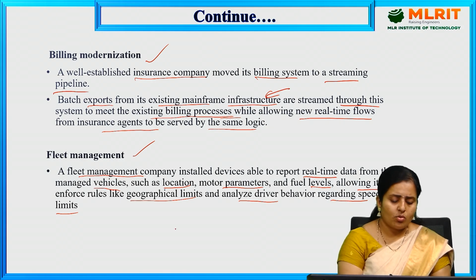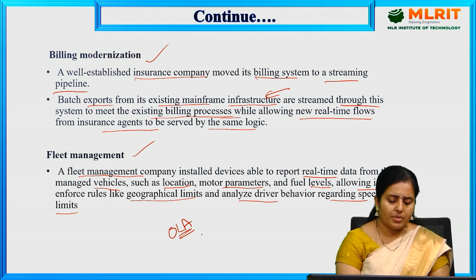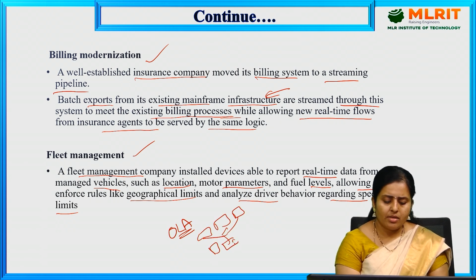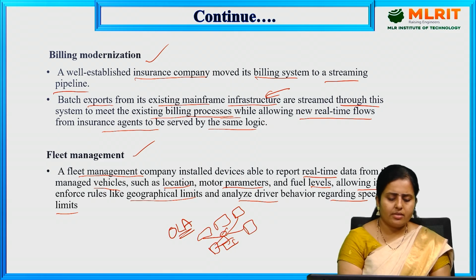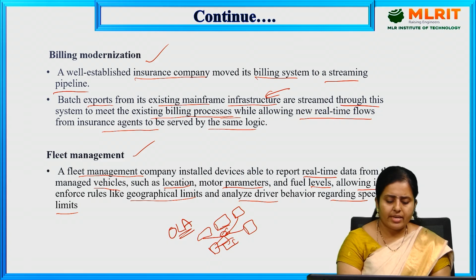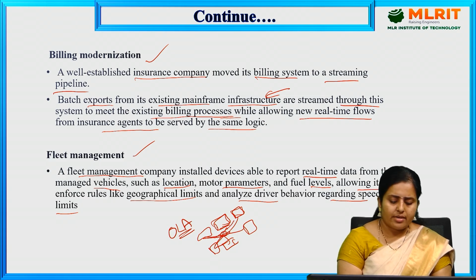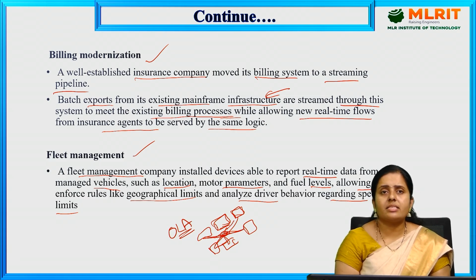Suppose we take Ola and Uber as fleet management companies. Why? Because these companies are managing a number of vehicles at a time, from a central repository or a central system. Every vehicle has some devices, and from those devices, data is automatically updated to the central system every second, so that it is easy for the management to handle each individual vehicle through real-time data analysis.